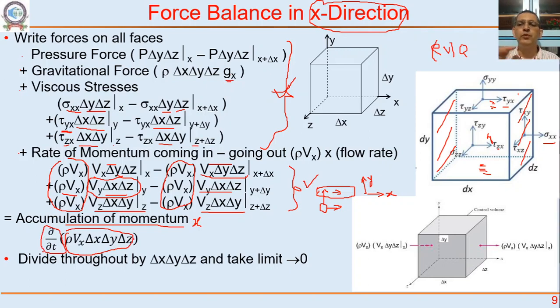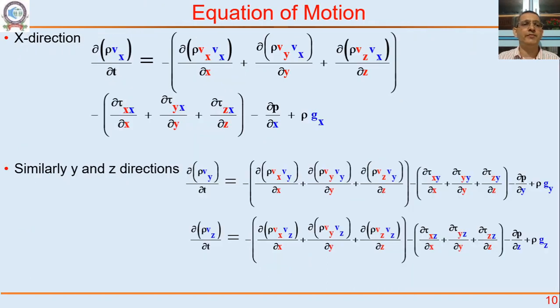Right? Do this yourself. Make sure that you are able to understand all the things that are written here. Divide throughout by delta x delta y delta z. Take the limit as delta x delta y delta z tending to 0. Do this yourself. Pause the video. Only when you have got it, go forward. Only when you get the final differential equation. Here is the final differential equation.